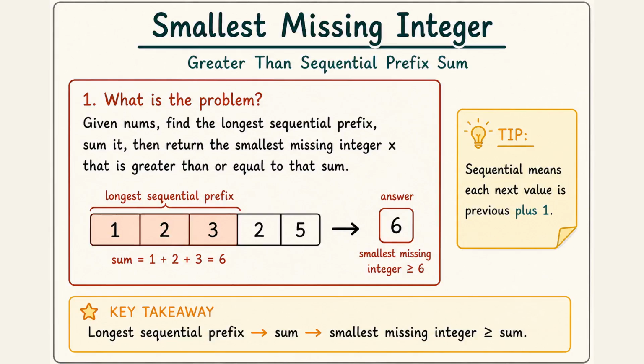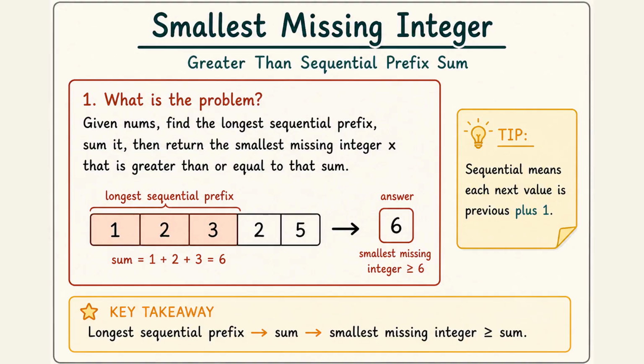Welcome to LeetCode 2996, smallest missing integer greater than sequential prefix sum. You are given an array called nums. First, find the longest sequential prefix starting from the left. Next, add up that prefix. Then return the smallest integer that is missing from the array and that is greater than or equal to that sum. Here is a quick example.